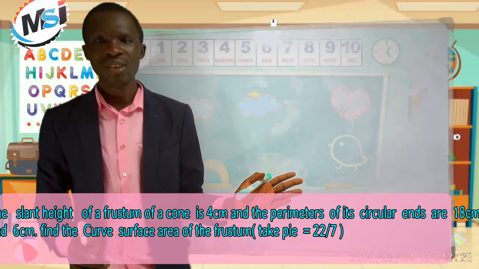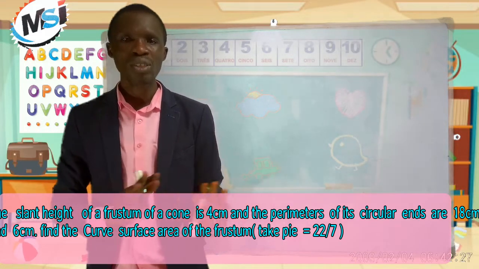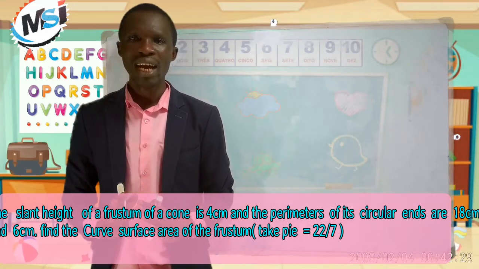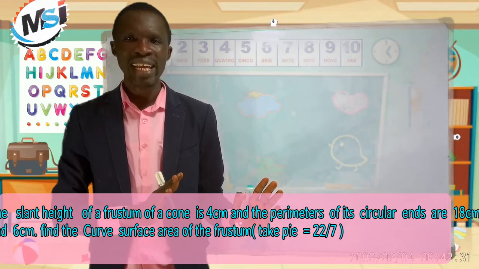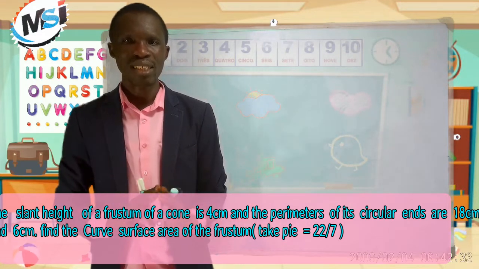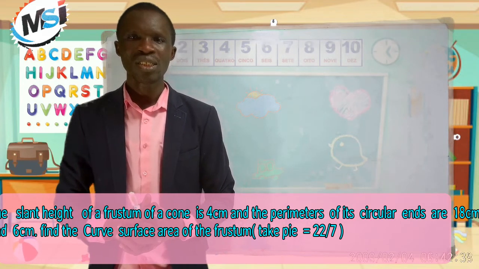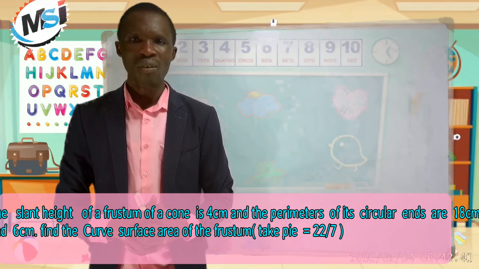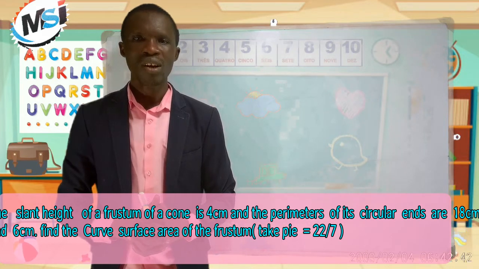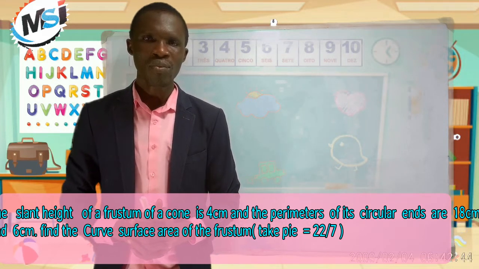The slant height of the frustum of a cone is 4 centimeter and the perimeters of its circular ends are 18 centimeter and 6 centimeter. Find the curved surface area of the frustum.